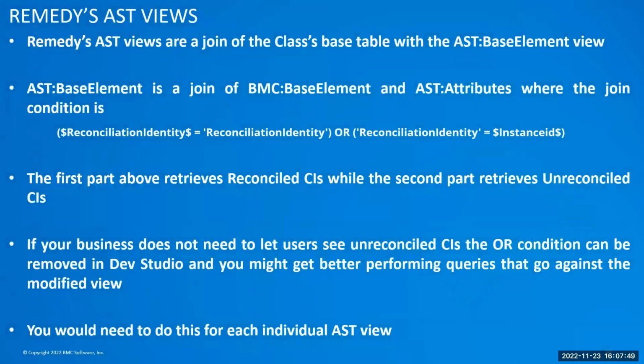So Remedy's AST asset management views are a join of the class's base table, whatever the class may be, computer system or software server or network port or whatever it is. It's a join with a view called AST:BaseElement. AST:BaseElement itself is a join of the BMC:BaseElement table with the AST:Attributes table. The AST:Attributes table stores attributes for the assets that are in your BMC:BaseElement table. And the join condition is where BaseElement.ReconciliationIdentity equals AST:Attributes.ReconciliationIdentity, or BaseElement.ReconciliationIdentity equals AST:Attributes.InstanceId.